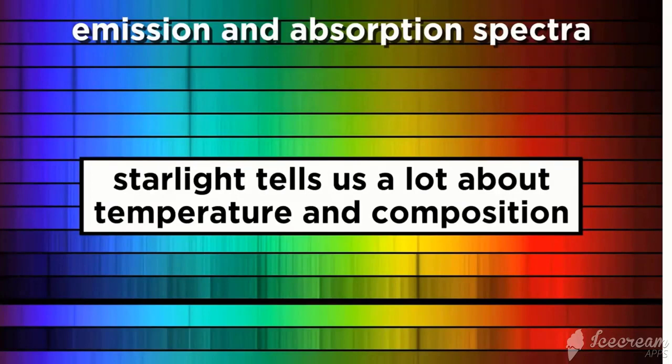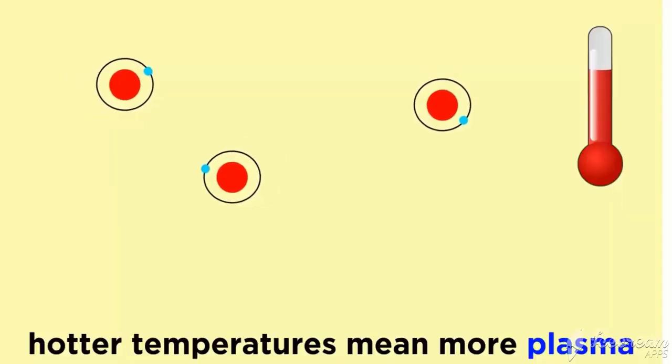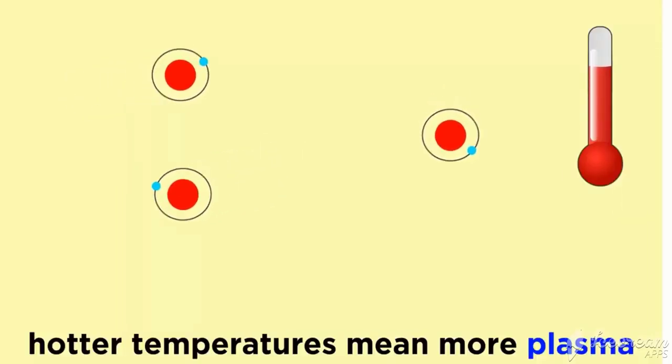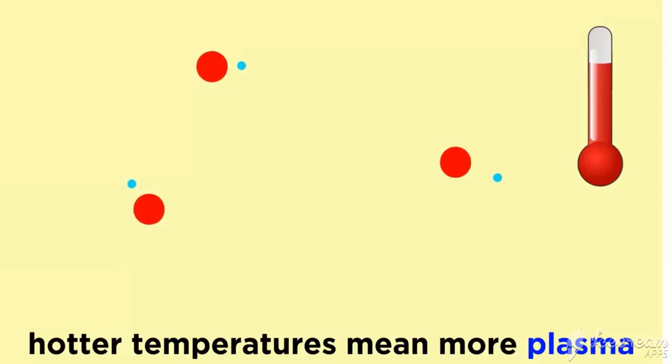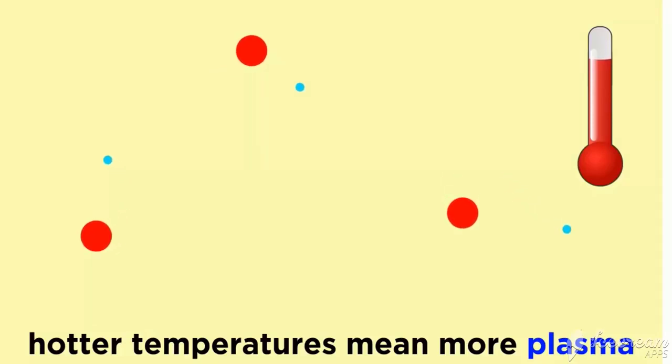We analyze the light we receive from a star and correlate it with a particular temperature, as well as with specific elements, just like when we learned about the Bohr model in general chemistry. The hotter the star, the more of the hydrogen and helium nuclei that have been stripped of their electrons, forming the phase of matter known as plasma.